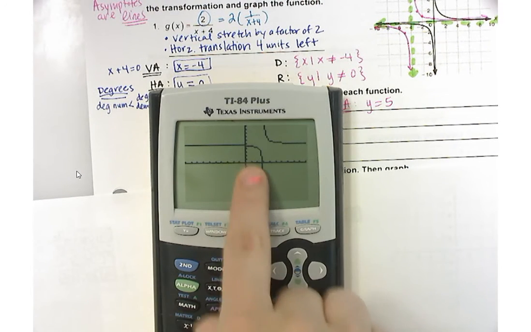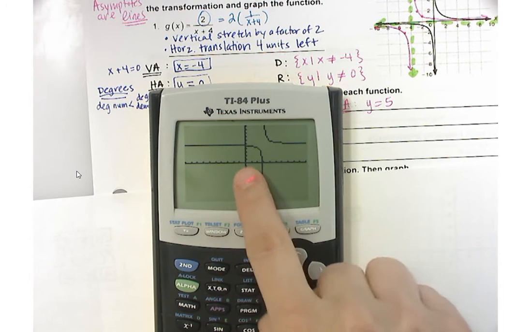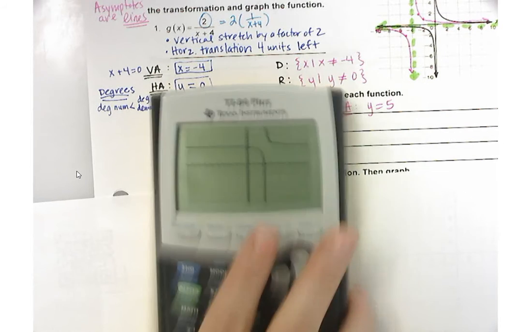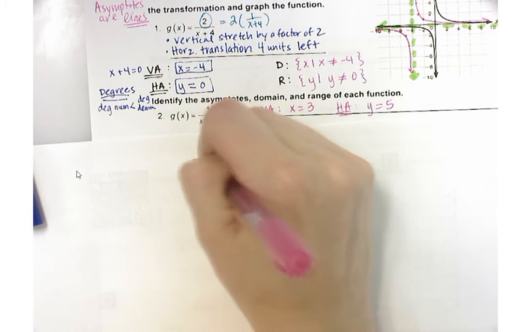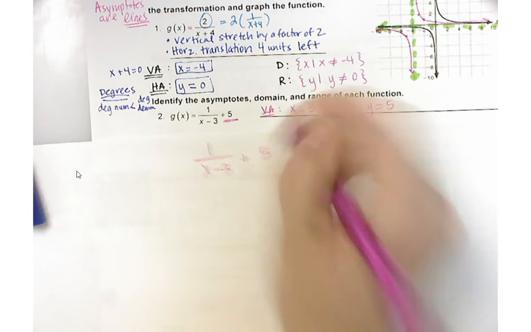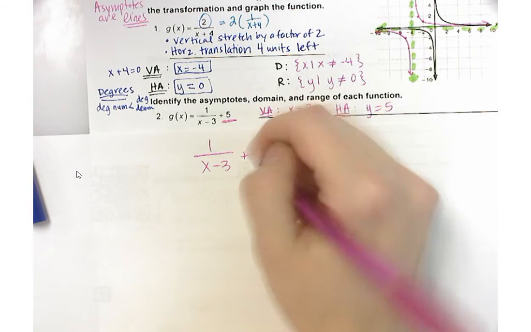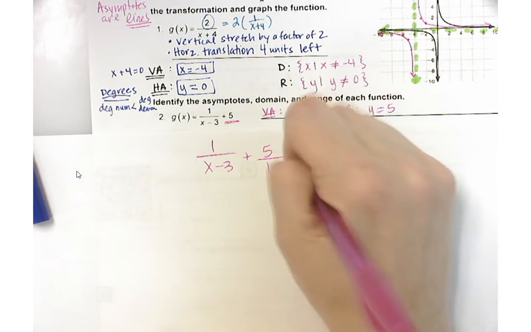If you wanted to use the strategies that we did before, you can do that. It's just you have to combine these. To combine those, what would I need? I need a common denominator. So then I'd have to multiply this by x minus 3 over itself, which would be 1 plus 5x minus 15 over x minus 3. So 5x minus 14 over x minus 3.